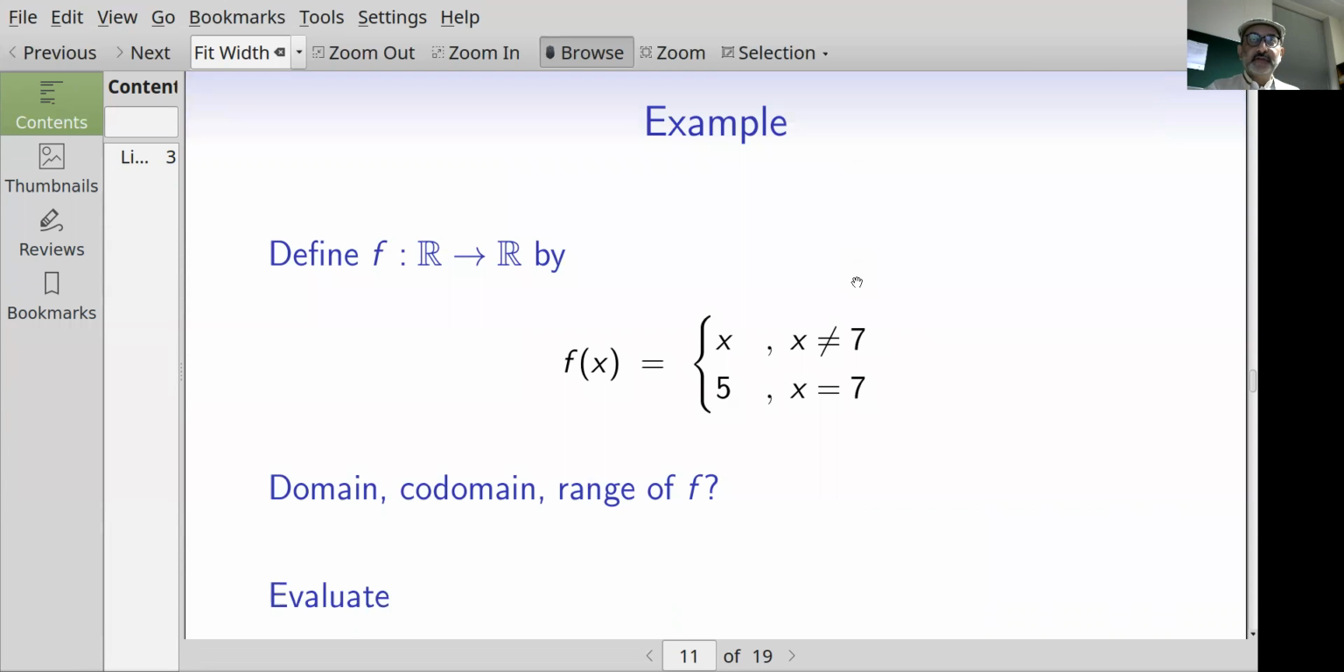Okay, so let's see an example of that. We're going to define f from R to R by f of x is equal to, defined in two pieces, when x is not equal to 7, f of x is equal to x. And when x is equal to 7, f of x is equal to 5. Okay, the domain of this function is the reals, the codomain is the reals, and the range is, think about the range for a minute. Yeah, what would the range be?